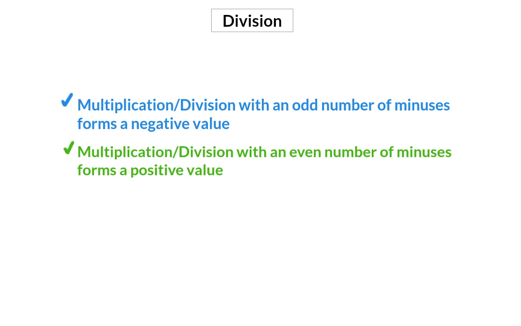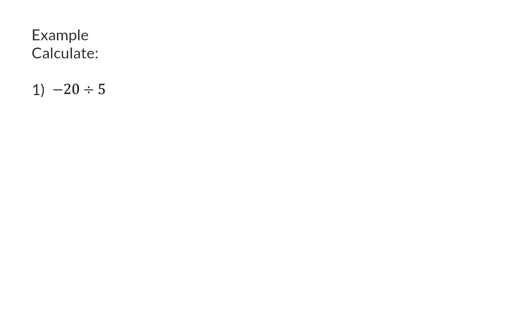Let's go and have a look at examples of dividing integers. In the first example, we have minus 20 divided by 5. And just like with multiplication, I'm going to start off saying 20 divided by 5 is 4. And now we need to take into account the signs. We have an odd number of minuses, which means our answer will be negative because a minus divided by a plus is a minus.